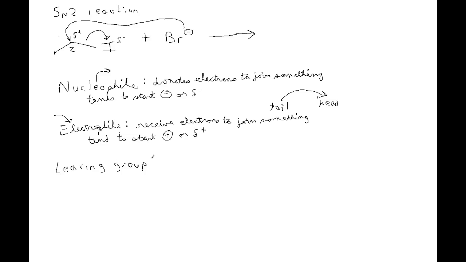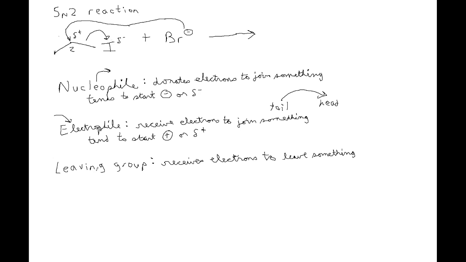It's getting a pair of electrons, or it's getting the electrons from the bond and going away from the rest of the molecule. That's actually a very, very good definition. Yes. So it receives electrons to leave something. The key part that most people don't realize is that leaving groups always receive electrons. And that way they're similar to electrophiles. But where an electrophile is receiving electrons to join something, the leaving group is receiving electrons to leave something.